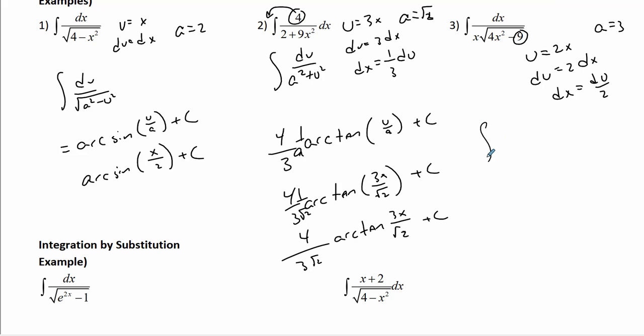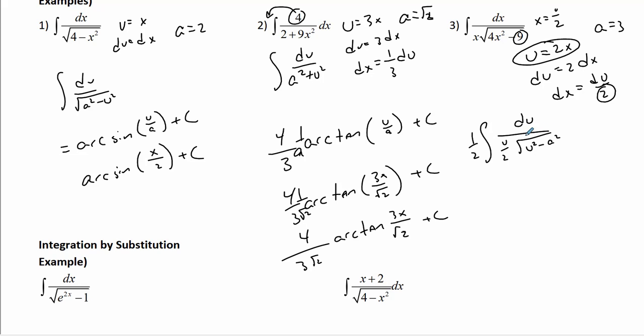So what's going to happen is if I plug this in, I'm going to get du over x square root of u squared minus a squared, with this 1/2 being pulled out. But this x has got to get canceled, so we're going to substitute back in. If I solve that, x is equal to u over 2. So we're going to take this u away, and then replace it with u over 2.